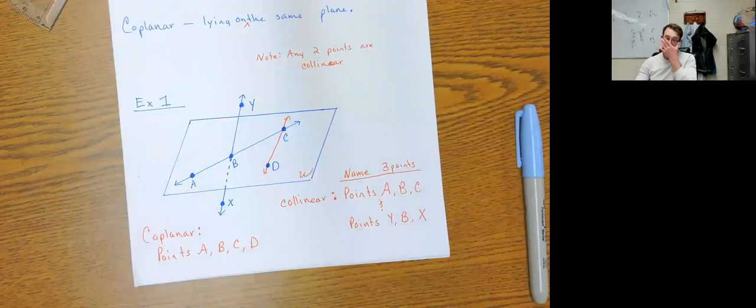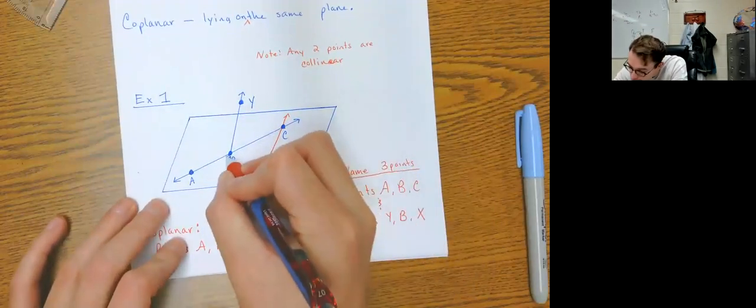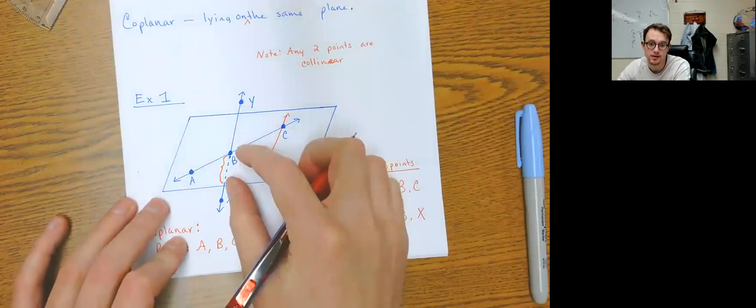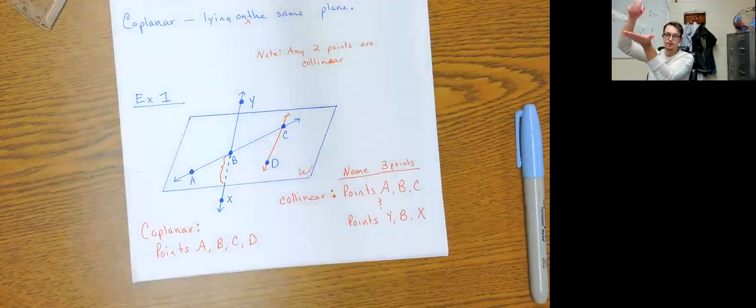So again, this line, because of those dashed lines, signifies that this is going through the plane. So that means Y isn't on the plane. Y is above it, and then it comes through the bottom, and X is down here. So Y and X aren't on it.